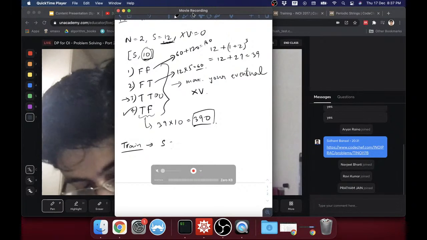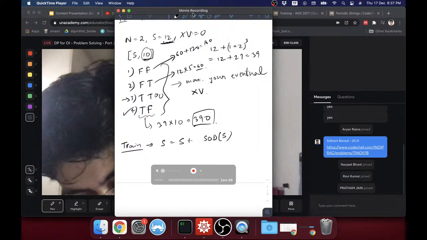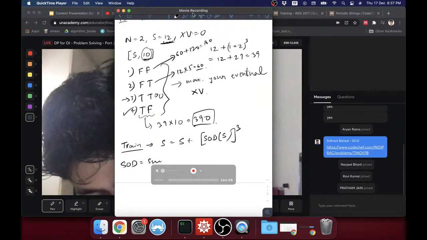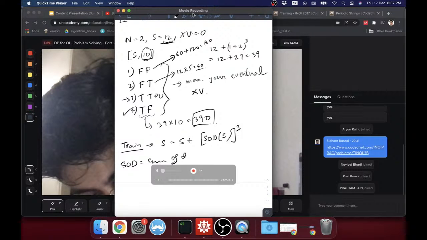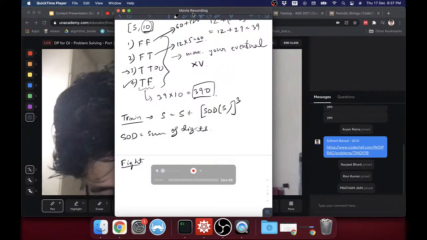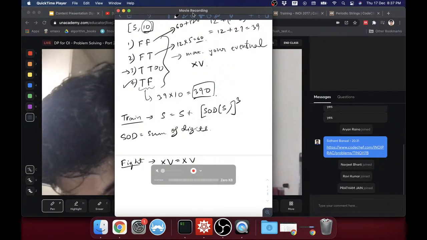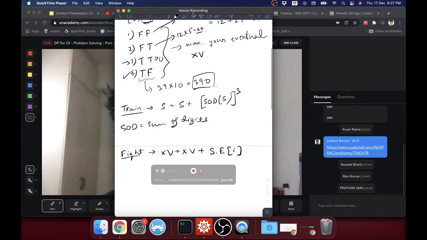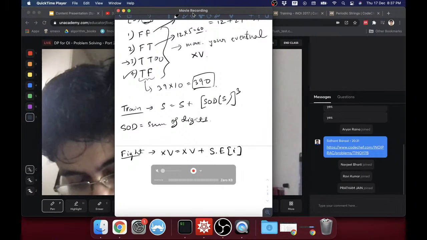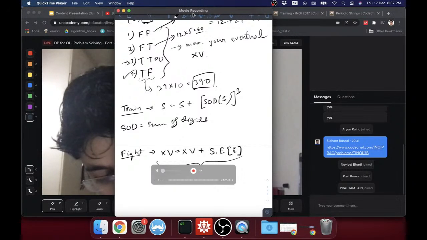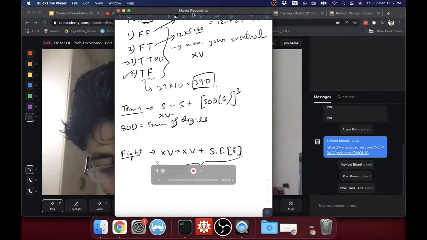your strength becomes strength plus SOD of strength cubed, where SOD is the sum of digits function. So that's what happens when you train. And when you fight, your experience becomes your current strength times the gym leader's experience, that is the guy you are fighting, which is EI. If you're fighting the ith guy, then this happens to your experience. Your strength remains unchanged, and in the train case your experience remains unchanged.